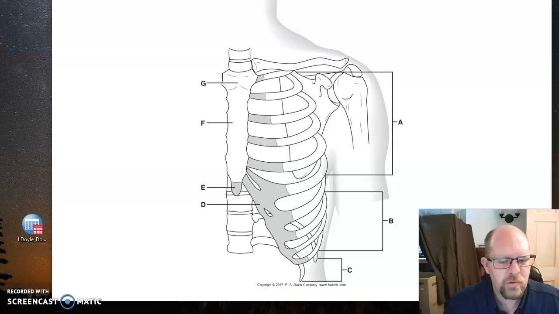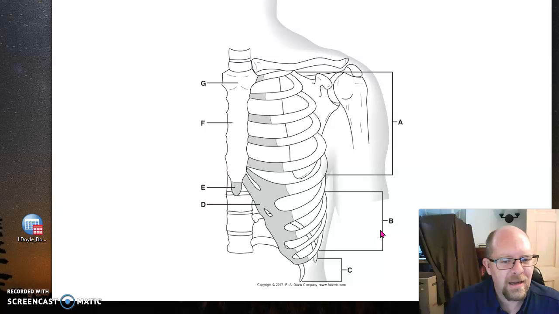A are your true ribs. They're number 1 through 7, and the reason that they're true is the direct connection, even though it's cartilage, to the sternum. If you look at B, these are the false ribs.